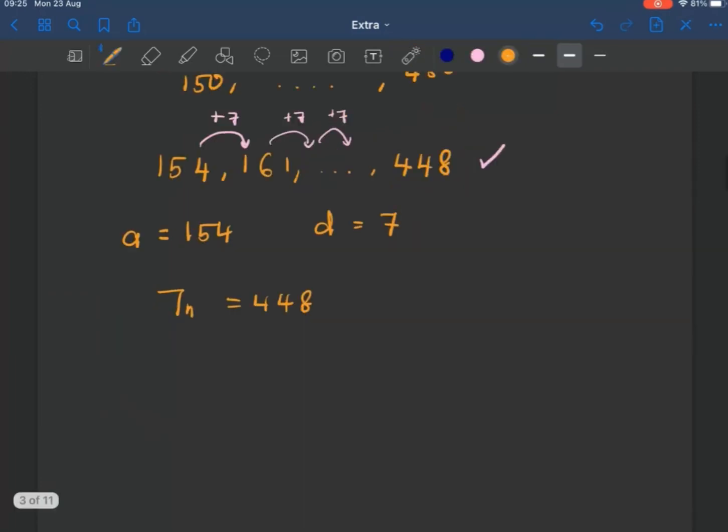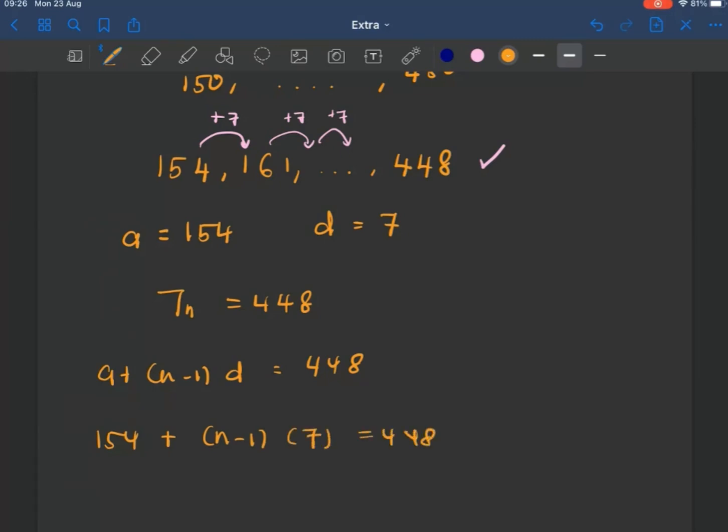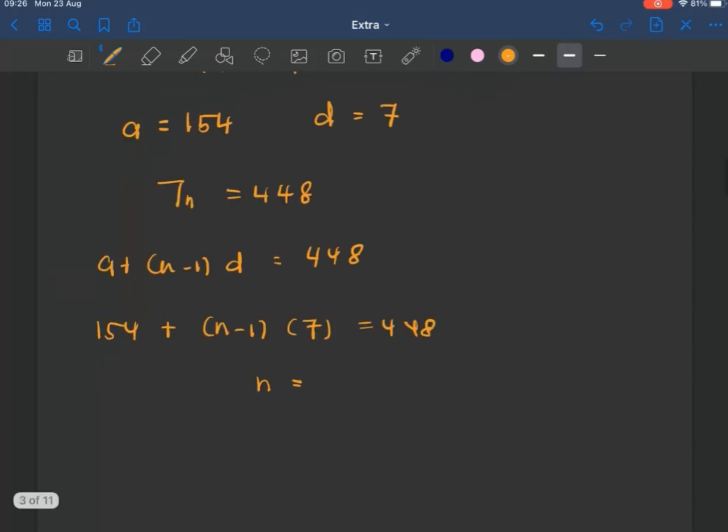Okay. So TN is equals to 448 and then substitute je lah. Which is kita ada A plus N minus 1 D formula kita. So A is 154 plus N minus 1 D. D is 7 equals to 448. And then you will get your answer which is N equals to berapa? Tolong kira. 43. Yes, okay, thank you, 43.